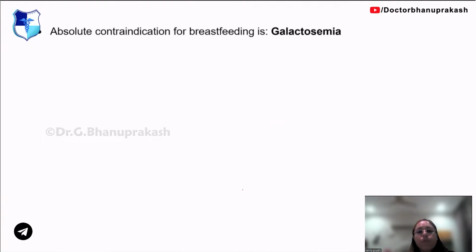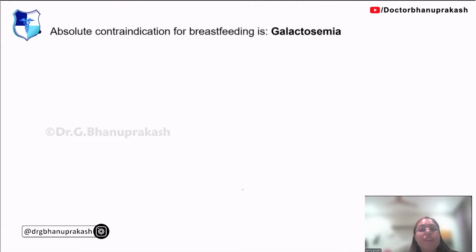Absolute contraindication for breastfeeding is galactosemia, not any infection. Even if the mother has HIV or hepatitis B, breastfeeding is not contraindicated. But in galactosemia, it is contraindicated because it can lead to mental retardation. Because if you remember, classical galactosemia leads to mental retardation.